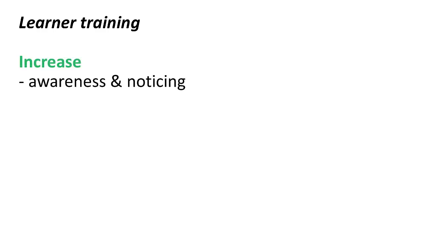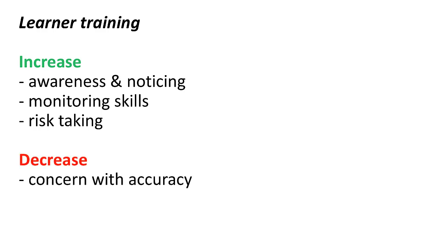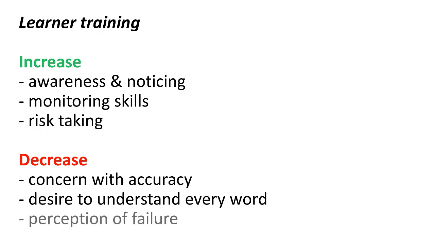We also want to engage in some learner training. We want to increase our students' awareness of the language they're learning and to notice phrases and collocations. We want to increase their monitoring skills so that they can reflect on their own learning and whether they are using natural phrases and collocations. And we want to encourage risk-taking so that they try to use new language rather than just the words they already know. By the same token, we want to decrease concern with accuracy, the desire to understand every word, and the student's perception of failure. This is so they focus on communication, meaning, and experimenting with new language.